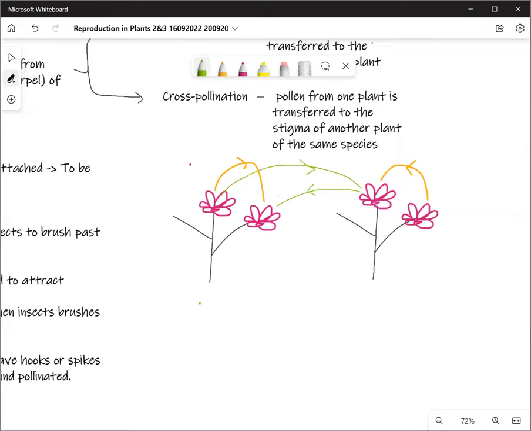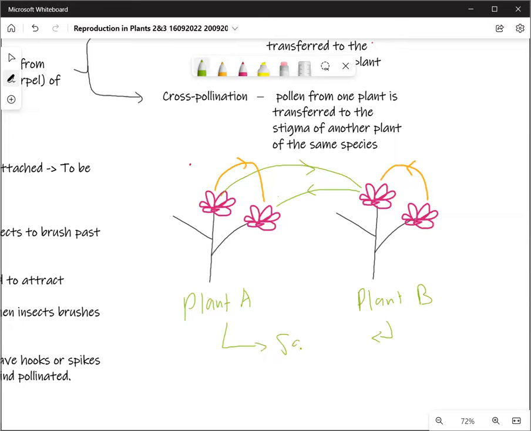So if it's 2 different plants, let's say plant A, plant B, as long as you're going to a different plant, both the same species, but if it's the same plant, then it's self-pollination, different plant, then cross-pollination. But you need to be sure that you always write same species. That's important because different species cannot reproduce together. We'll see why later in plants.